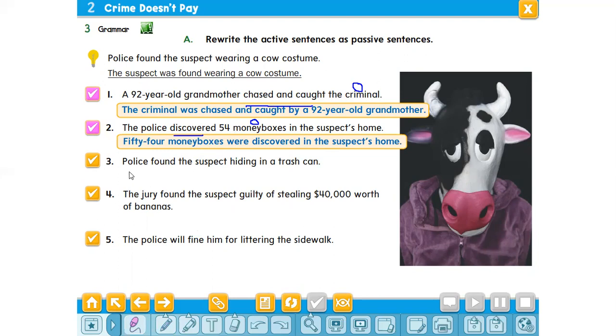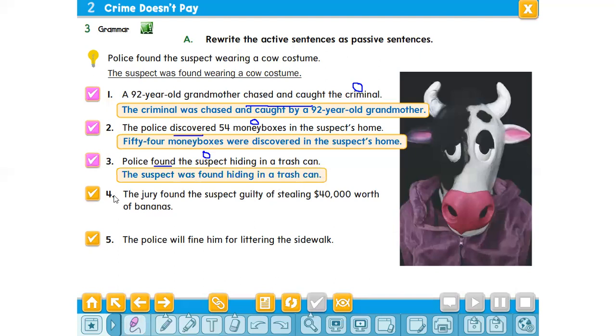Number 3. Police found the suspect hiding in the trash can. Where is the verb? Found. Excellent. Where is the object? The suspect. Okay. So we will start with the object, the suspect. The verb here is in the past form, we will use was. The past participle of found is found, and we will complete the rest of the sentence.